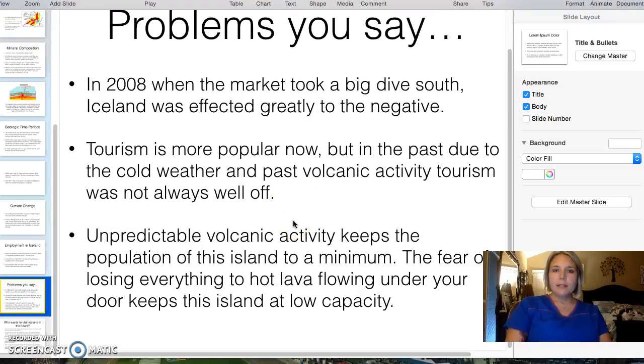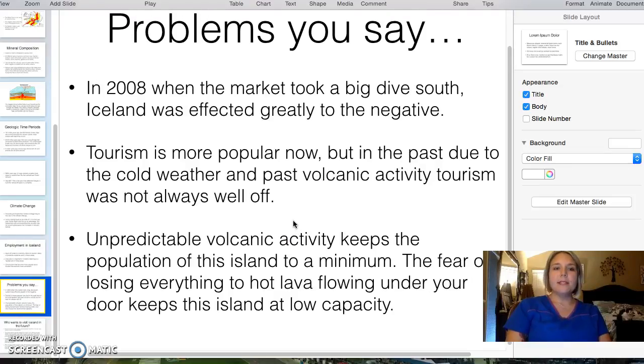Problems, you say? Do they have problems? I guess they do. In 2008, when the market took a big dive, we in the U.S. had some problems, and so did they. They were affected greatly to the negative. Tourism has become more popular since then, and that is helping their economy grow. But due to volcanic activity and the uncertainty of it, their economy remains rather low.